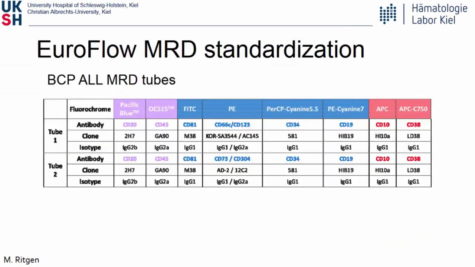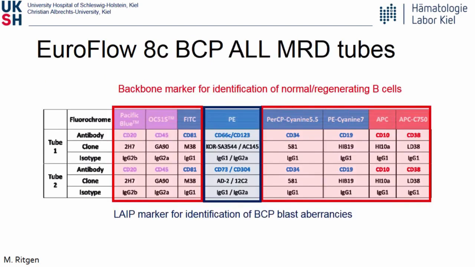And this is the example of the Euroflow approach for BCP ALL MRD detection. It's an 8-color assay with 2 tubes. And if you look at the assay, it is quite obvious that there's a quite big backbone of 7 colors common in both tubes, here in red lettering. And these backbones are used to identify the normal B cell background and B cell maturation. And in blue, there is the channel for the aberrancies which most often occur in BCP ALL. So those 4 antigens are included to avoid a tube setting which has to be individualized for the specific case.